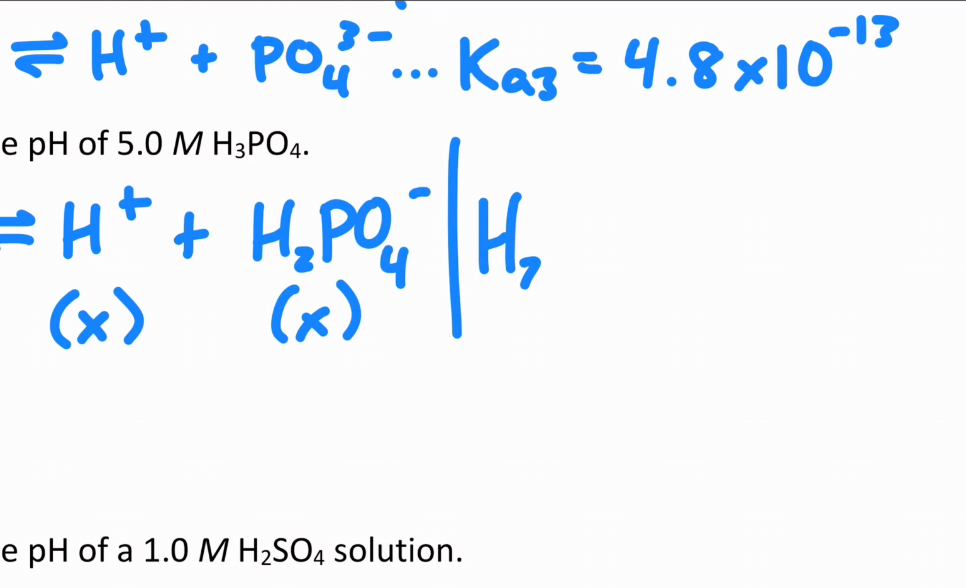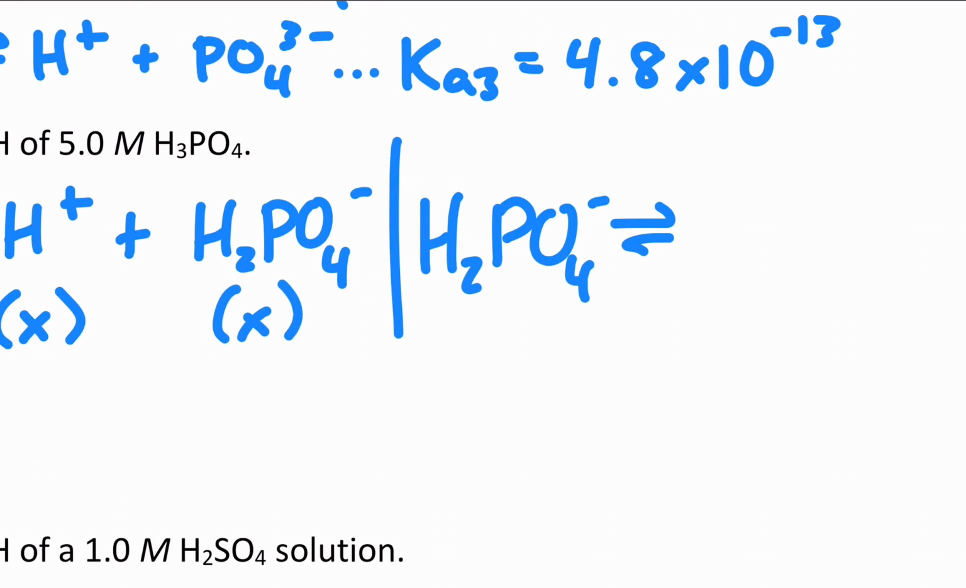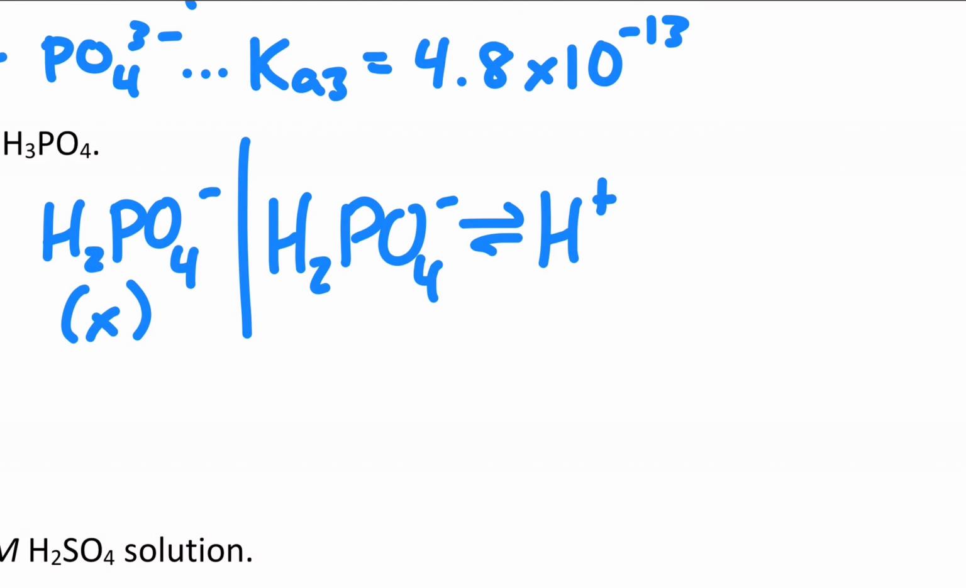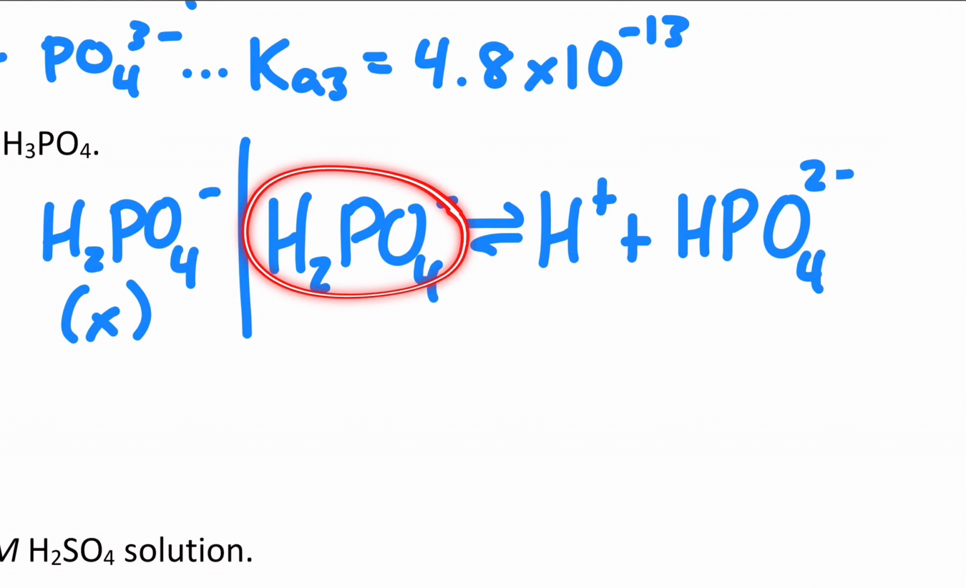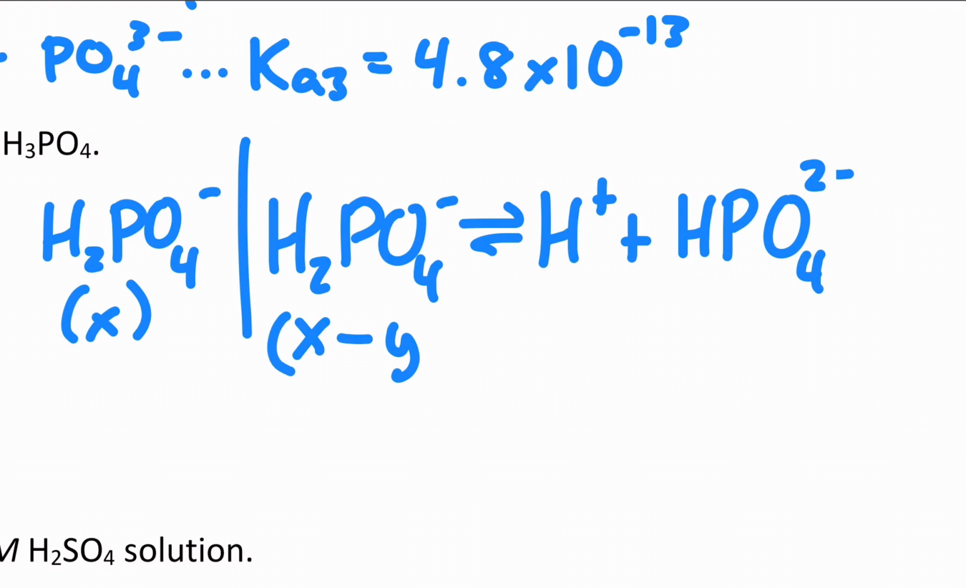So then H2PO4 negative will dissociate and lose an H plus and become an HPO4 2 negative anion. And then how much of this do we have? We have X of the dihydrogen phosphate, and it's going to dissociate some small amount. So it will lose some of that X. Let's pick a new variable. How about Y? So now I have X minus Y of the dihydrogen phosphate.